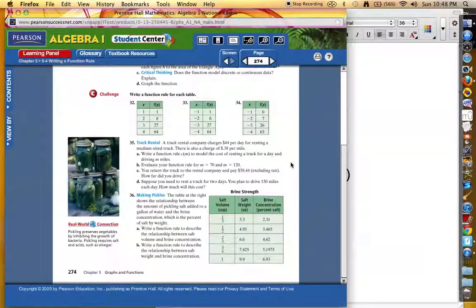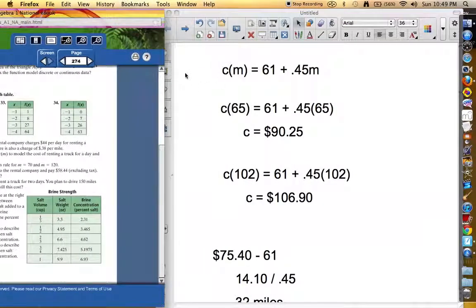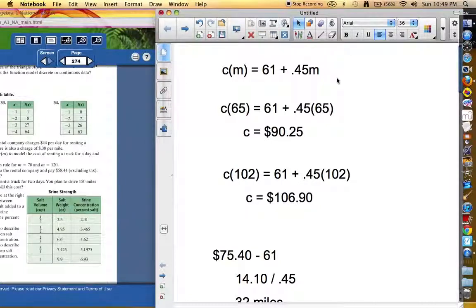So the first part of the question is, write a function rule to model the cost of running a truck for a day and driving a certain amount of miles. So the function rule is going to be C(M) equals 61 plus 45 cents per mile. So that's going to be our function rule.